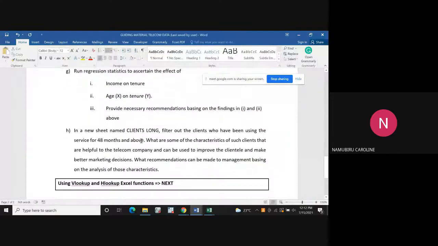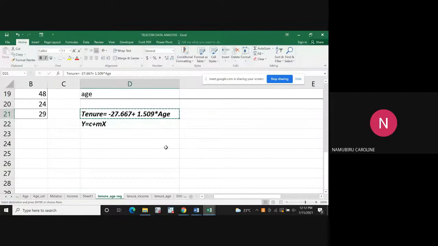Okay, so we are going now to provide necessary recommendations. Let's begin with what we've just looked at. We are saying that increments in age increase the tenure, meaning older people are likely to use the service for long, right? Yes. So what kind of recommendations can you provide for this company? Let's just think outside the box. If older people are more likely to use the services for a longer time, what are some of the recommendations you can give them?